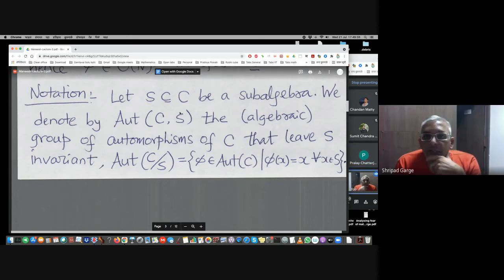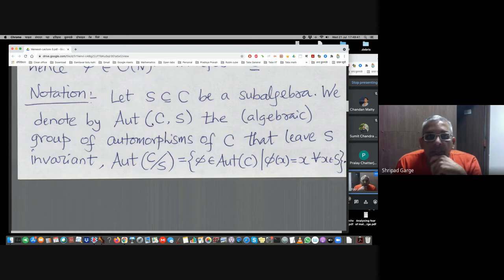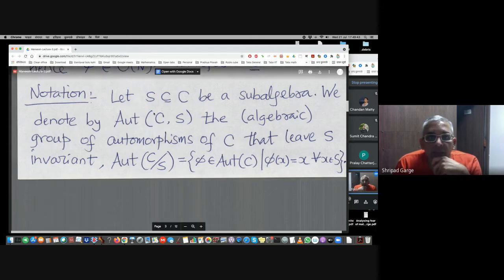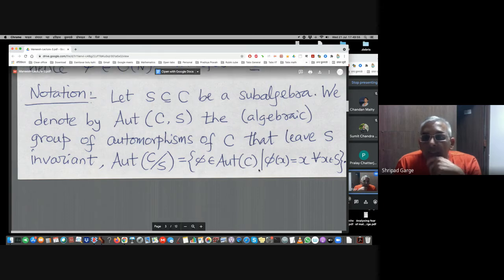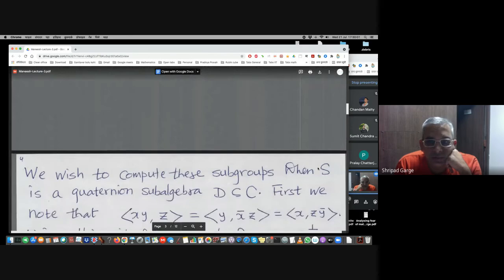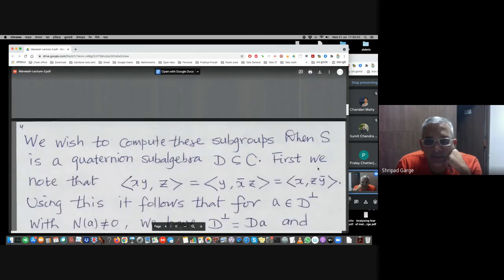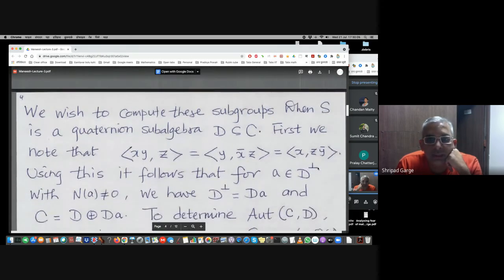S is a subalgebra, and then we would have this subgroup Aut_C S. This is the group of automorphisms of C that leave S pointwise invariant, meaning these are all automorphisms inside Aut C such that phi(x) equals x for every x in S. And so of course we will compute these, and our aim is to compute the dimension.